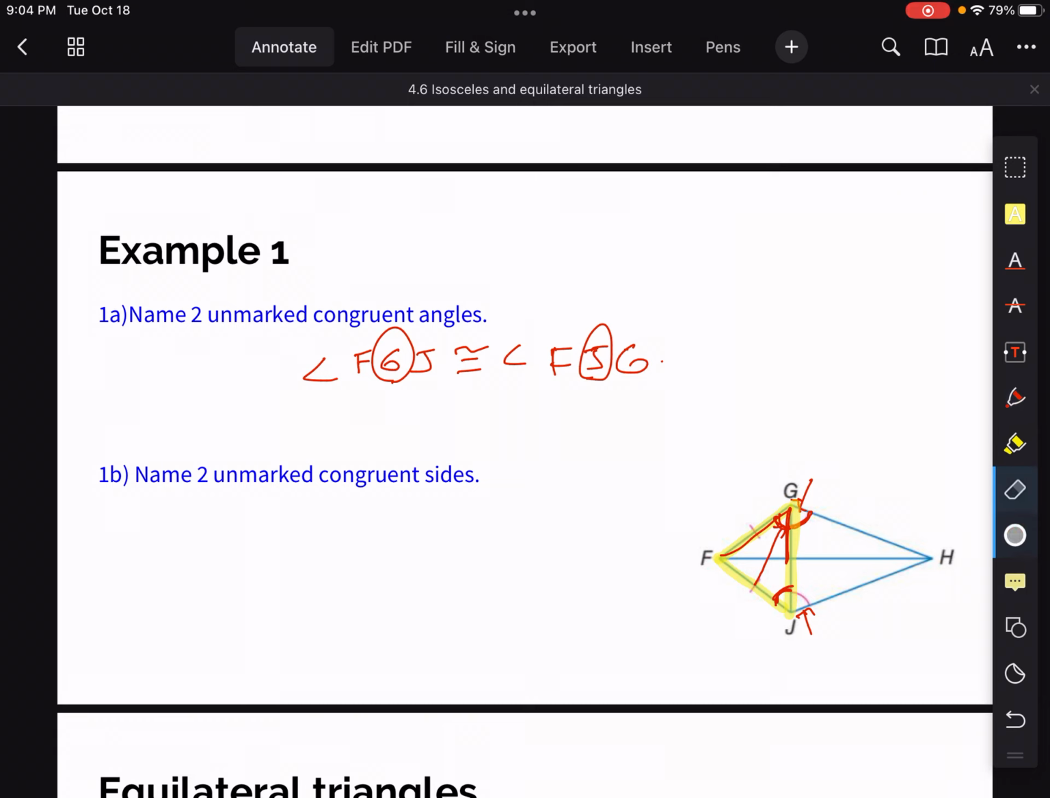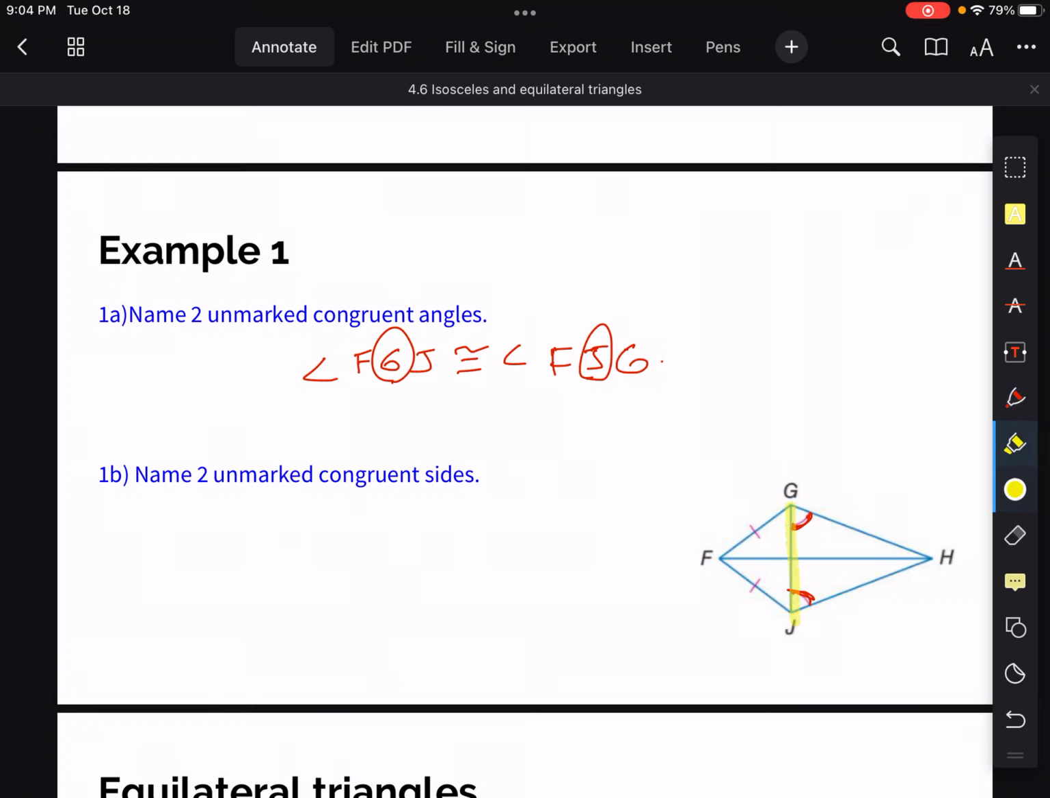I'm going to erase the highlighting on here so I can now talk about the second part of this question. 1B says, name two unmarked congruent sides. Well, that means I have to know something about the angles opposite of those sides. And the only thing that I know here is that this angle is congruent to this angle. So now I'm going to use the converse and show on this triangle here.